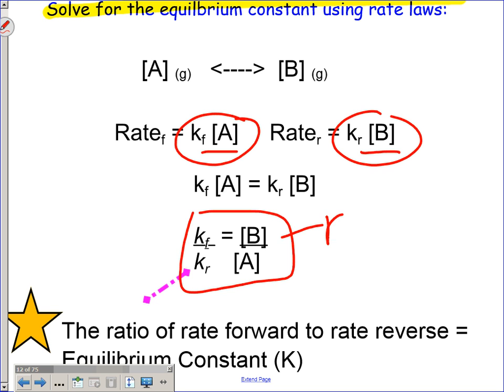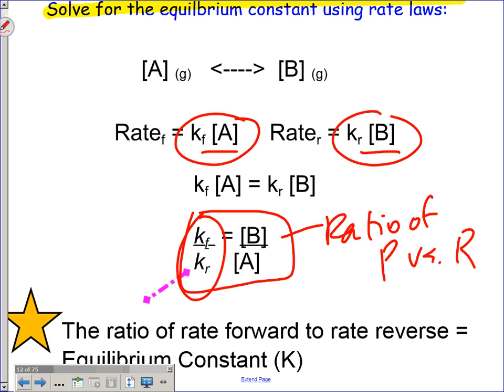This is the ratio of the products to reactants as it's compared to their rate laws. But truly, the ratio of the rate constants give us the K value for equilibrium. So the ratio of the forward direction versus the ratio of the reverse reaction rate gives us the extent of the reaction.